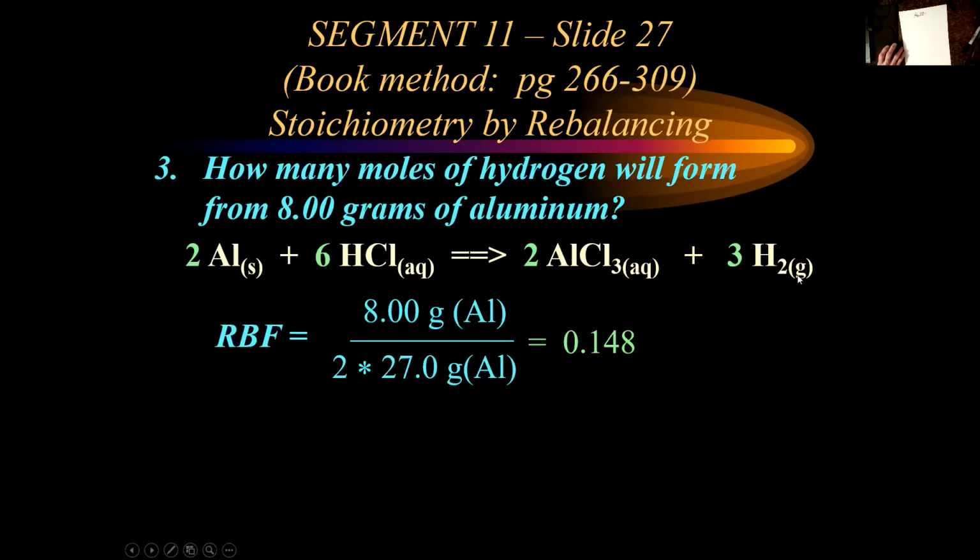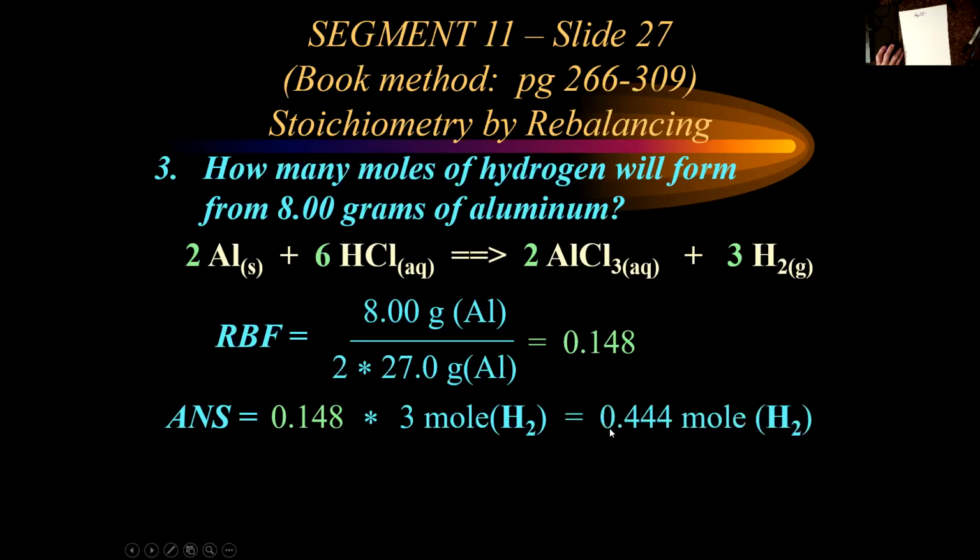But specifically, I'm just interested in the hydrogen. So I'm going to multiply 0.148 times the amount of hydrogen in that equation in the problem unit. It said moles. So the problem wanted moles. There's 3 moles of hydrogen shown in the balanced equation. So I'm going to take that, multiply it together, I get 0.444.